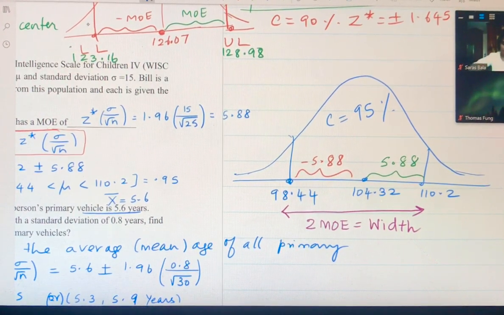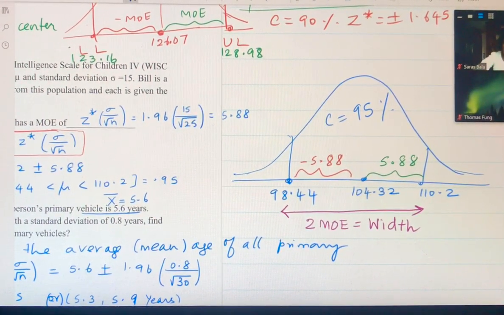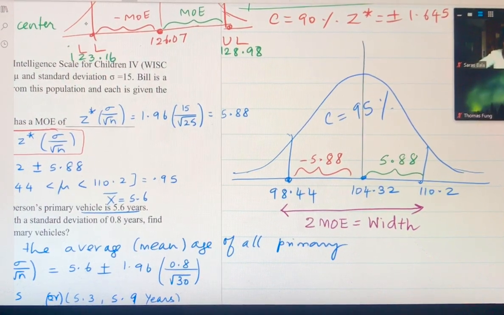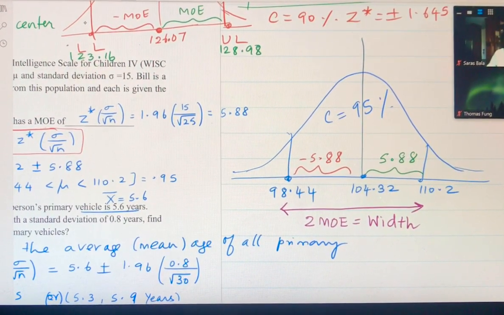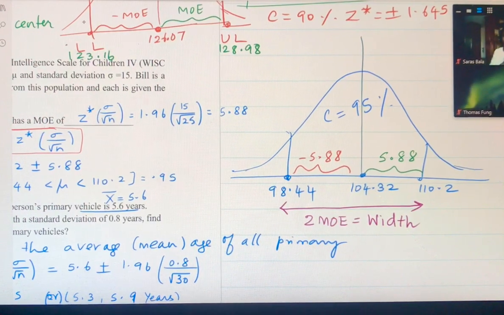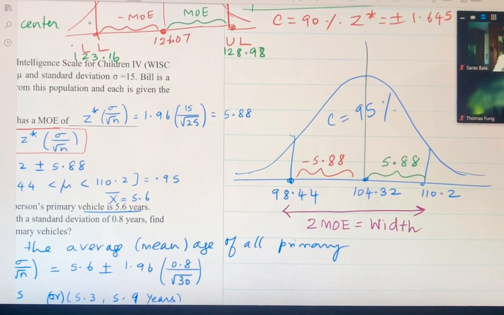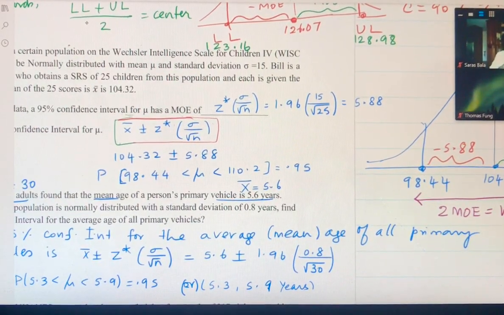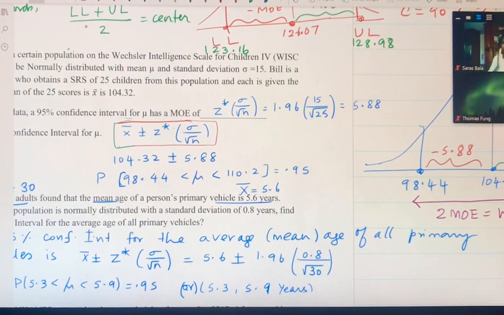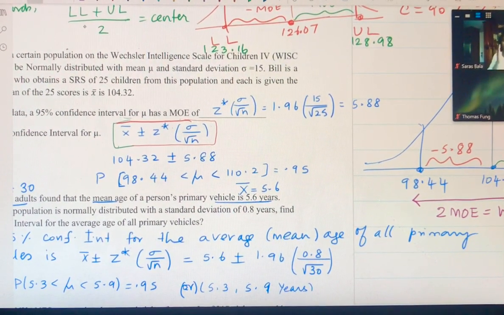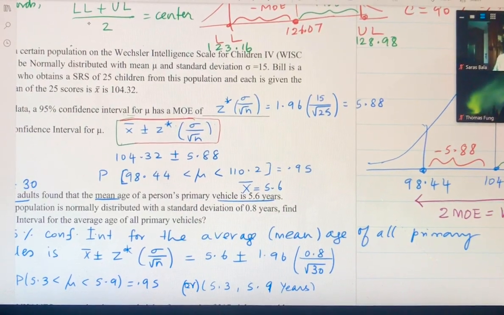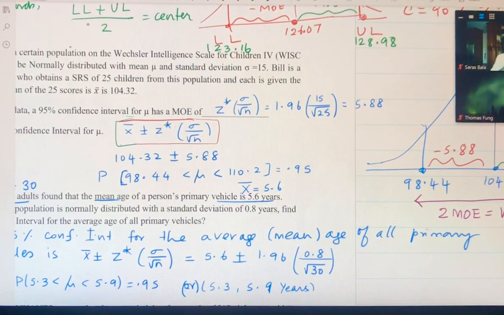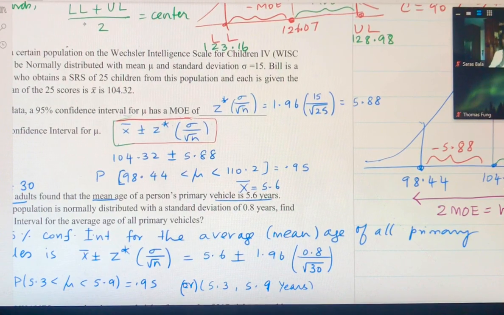So this is going to be the center. On either side of the center, you have the margin of error, which is positive 5.88 and negative 5.88. So the lower limit is 98.44. You can always plug it into your TI and you can get that. But I want you to understand what is the margin of error, what is the center, what is the width, and what is the interpretation given by your confidence limits.